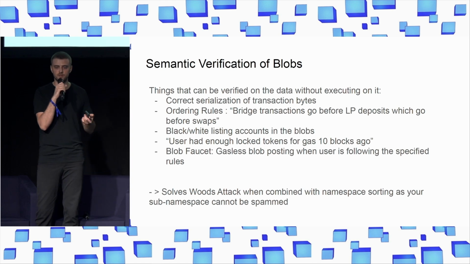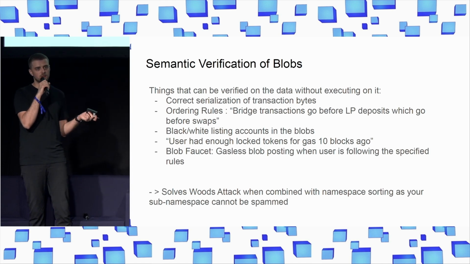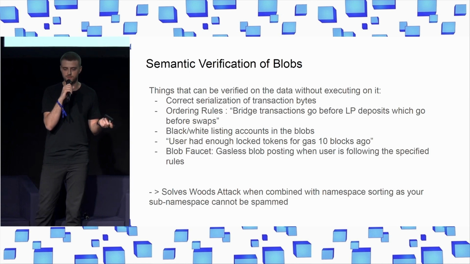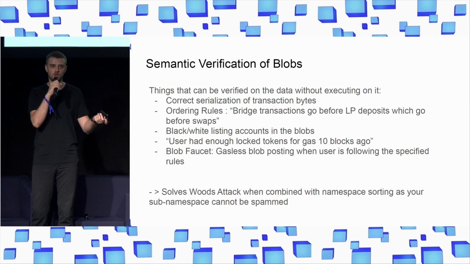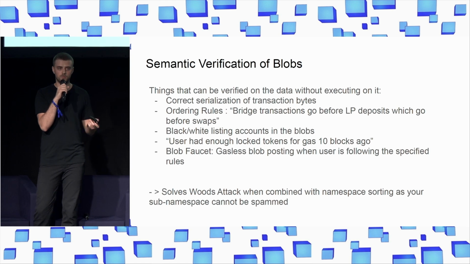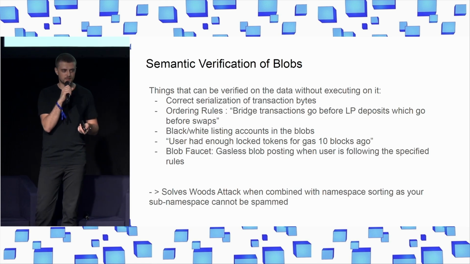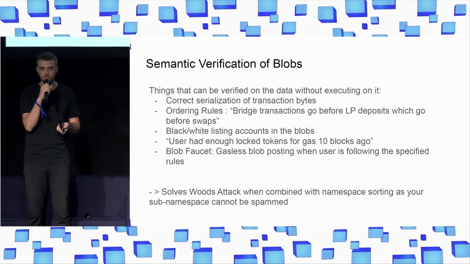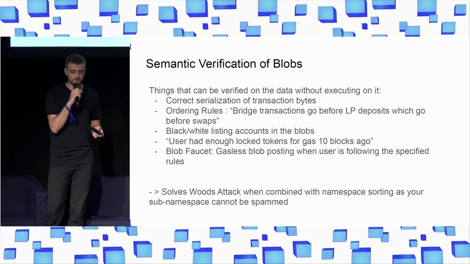You can abstract all that away and just say, hey, if that Tendermint light client says the consensus was valid, then you can spend blobs that were specified, or have some blob faucet where you fund it and anyone can post blobs using that account when they certify some rule or ordering rules. There are many ideas, and you can think of it as solving the Woods attack, an attack where you basically spam your namespace and add additional prover cost to the prover, and this fully circumvents that.